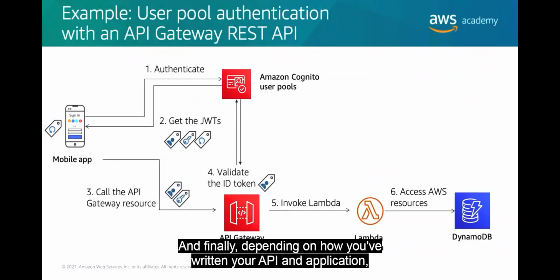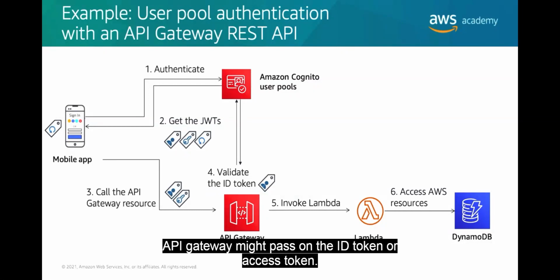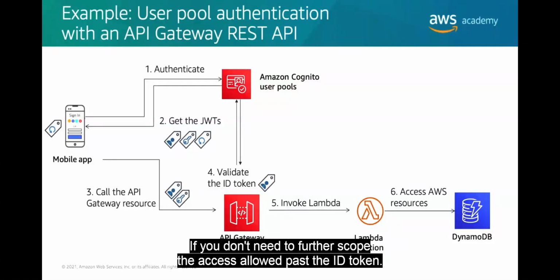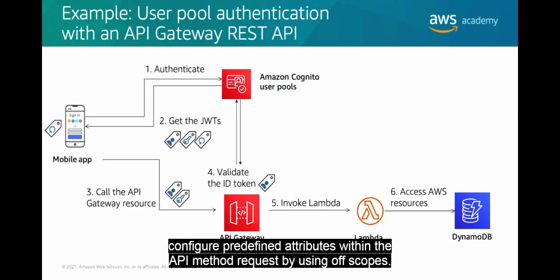And finally, depending on how you've written your API and application, API Gateway might pass on the ID token or access token. If you don't need to further scope the access allowed, pass the ID token. If you need to scope access further, you can use the access token and configure predefined attributes within the API method request by using OAuth scopes.